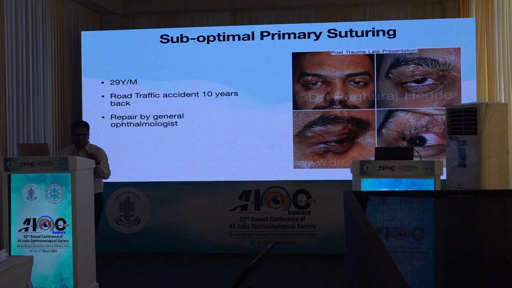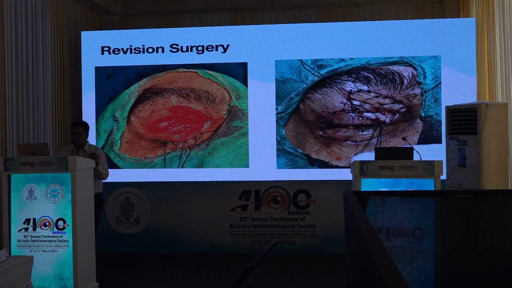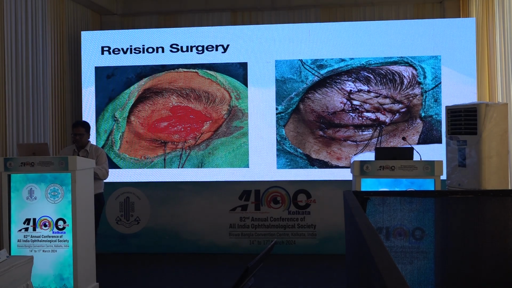So again, this is another case. He had a road traffic accident about 10 years ago, and it was repaired by a general ophthalmologist. He's been going from one place to the other. Nobody wanted to touch him because it was a very bad scar on both the upper lids and lower lids. So we removed the scar tissue from the eyelid, and there was a big defect, so we used a post-auricular graft for repair of that defect.